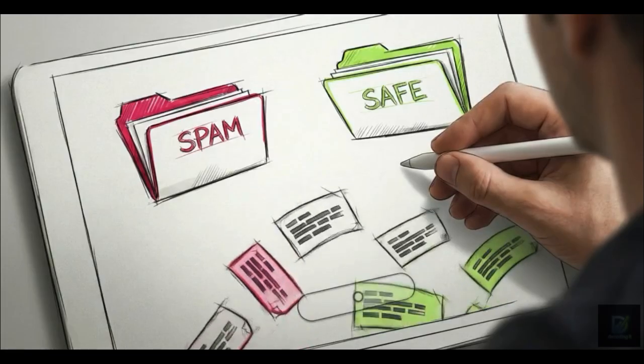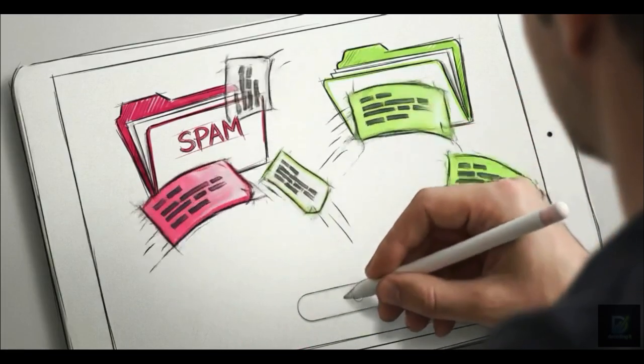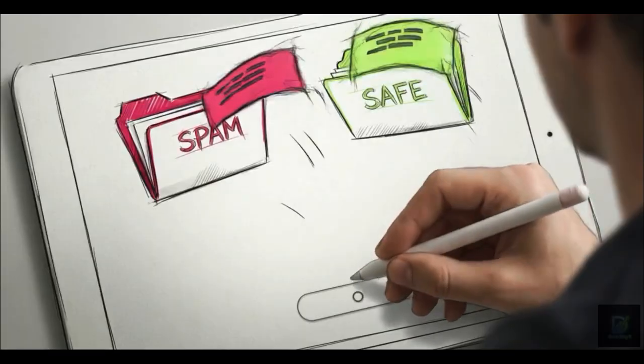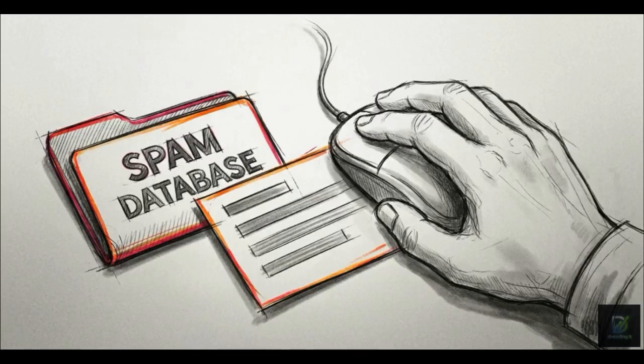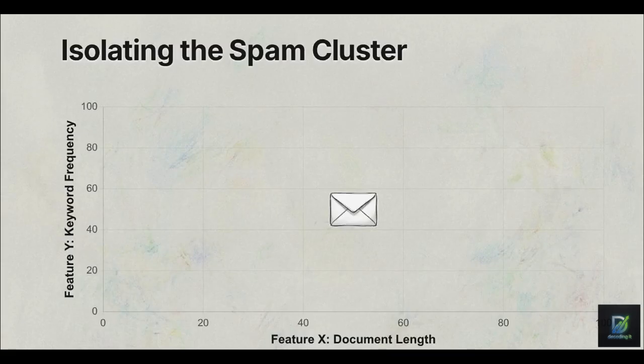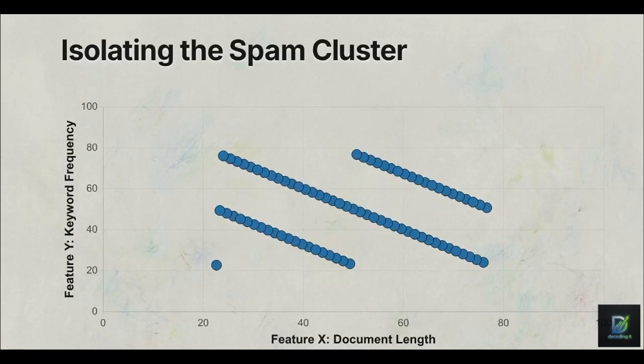To teach a machine to identify spam, engineers use a method called supervised learning. They start by feeding the model a massive dataset of emails that human reviewers have already explicitly labeled as either spam or not spam. This human-provided label acts as the absolute truth for the computer. But a computer can't actually read English. To process the text, it has to convert the email's characteristics, like the length of the document or the frequency of certain words, into numbers.